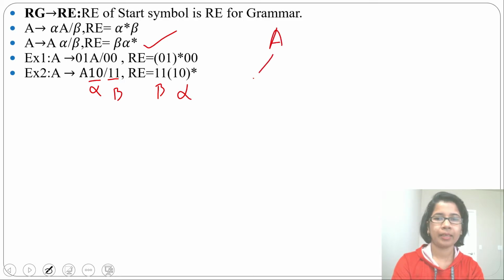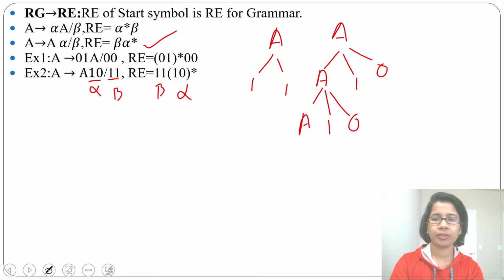From A directly you can derive 11. Then from A you can derive A10. Then from A again you can derive A10 and from A you can derive 11. So 11 followed by 10 whole Kleene closure.